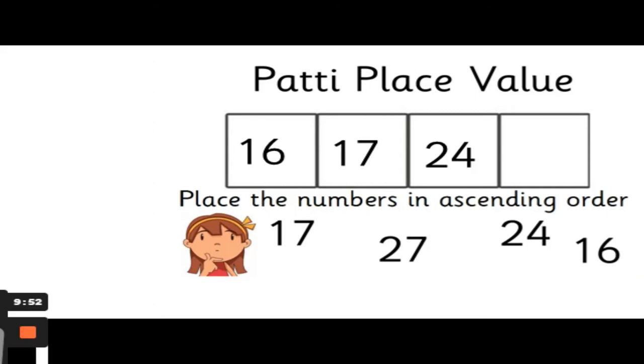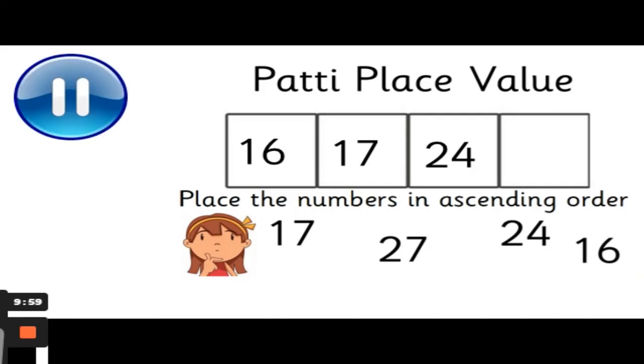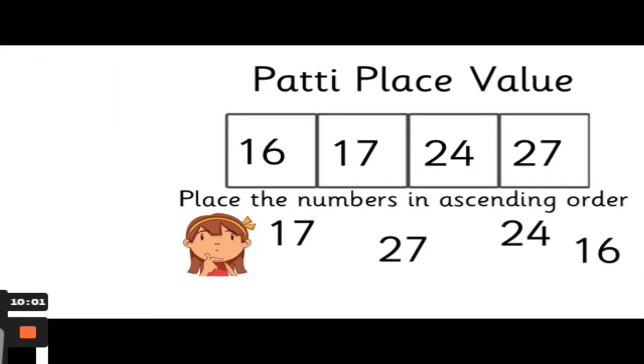I wonder what the last number is going to be. So far we've got 16, 17, 24. Write down the next number. Well done, it's 27. 16, 17, 24 and 27. And 27 is the biggest number because it's got 2 tens and 7 ones. 2 tens are bigger than 1 ten, so it's bigger than 16 and 17. 7 ones is bigger than 4 ones, so the number 27 is bigger than 24. Say those numbers to yourself again now.